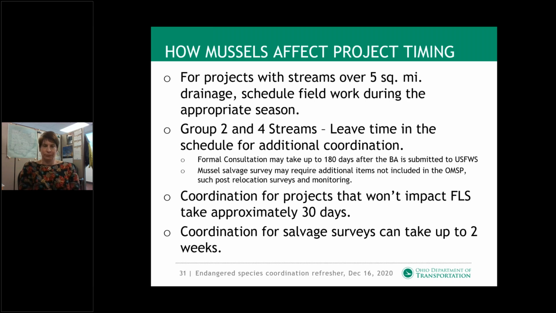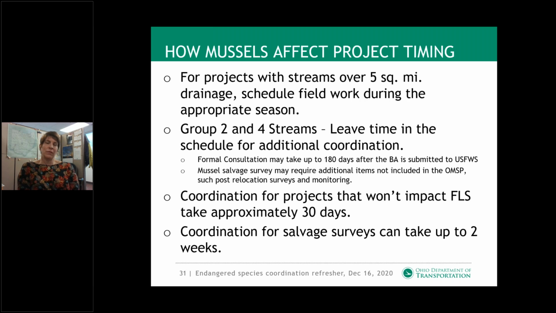So if you have projects where it's going to impact a stream over 5 square miles at the site, make sure you're scheduling field work during the appropriate season. If you have a Group 2 or 4 stream, make sure you're leaving time in the schedule for additional coordination. Leave a good buffer just in case you do find the federal mussel.